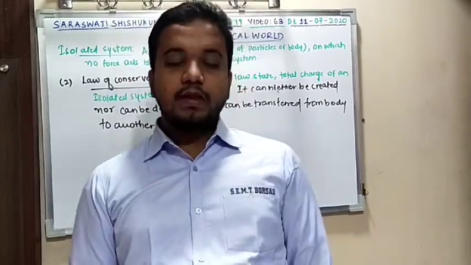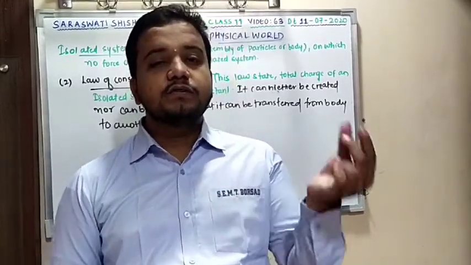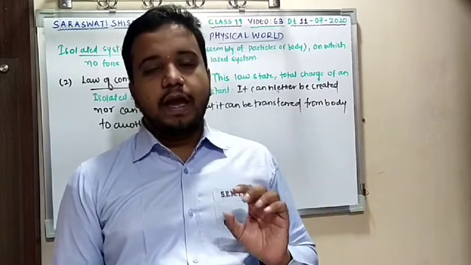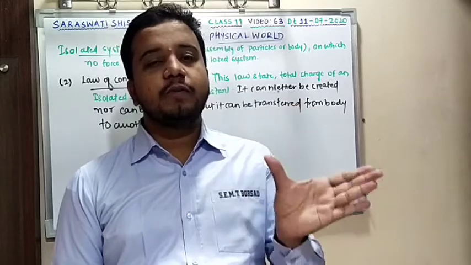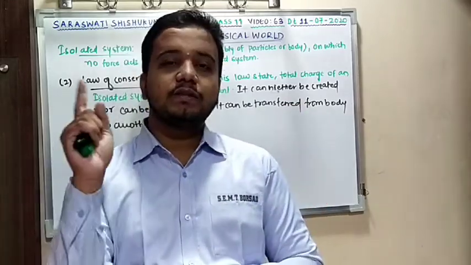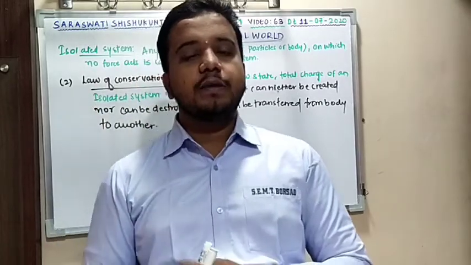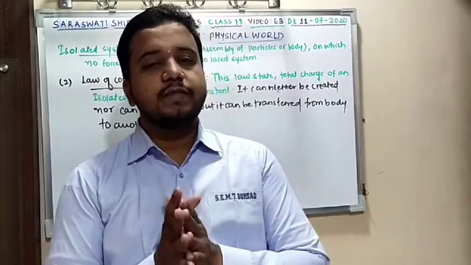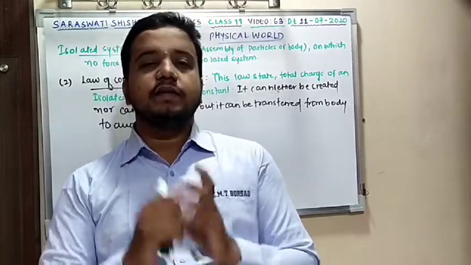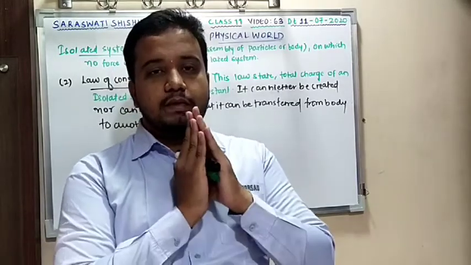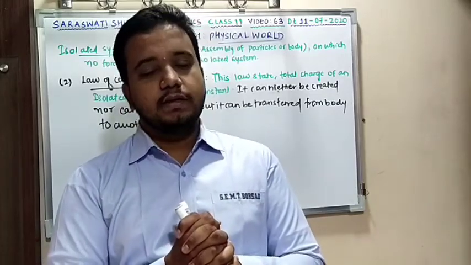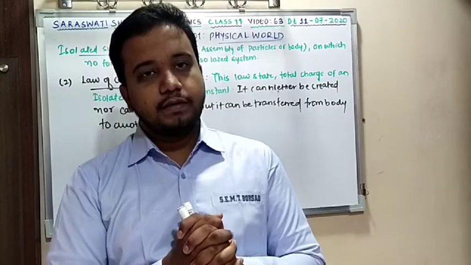Resultantly, the positive charge on the glass rod is of the same magnitude as the negative charge on the silk fur. If you add the magnitude of positive charge and negative charge, you will get 0. As initially there was no charge in the system, after rubbing also there is no charge in the system. So the charges are equivalent and cancel each other out. So you can say that the total charge of an isolated system is constant. Tell me, is this clear 100%? Very good.